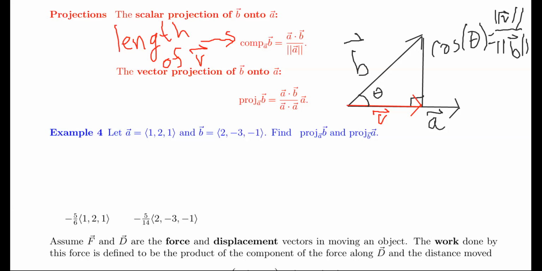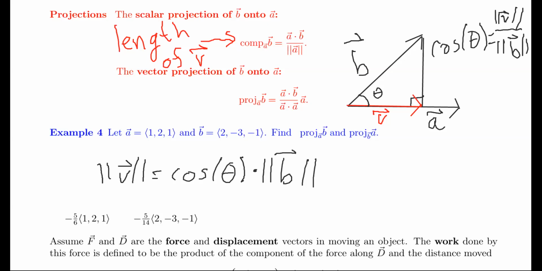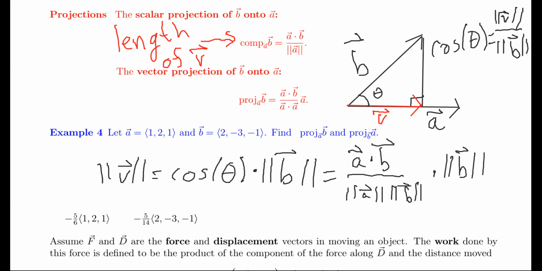All right, so we get that cosine of theta is the magnitude of V divided by the magnitude of B. Or in other words, the magnitude of V is just equal to cosine of theta times the magnitude of B. But recall, cosine of theta is A dotted with B divided by the magnitude of A times the magnitude of B. So this formula for cosine of theta was in our previous video.